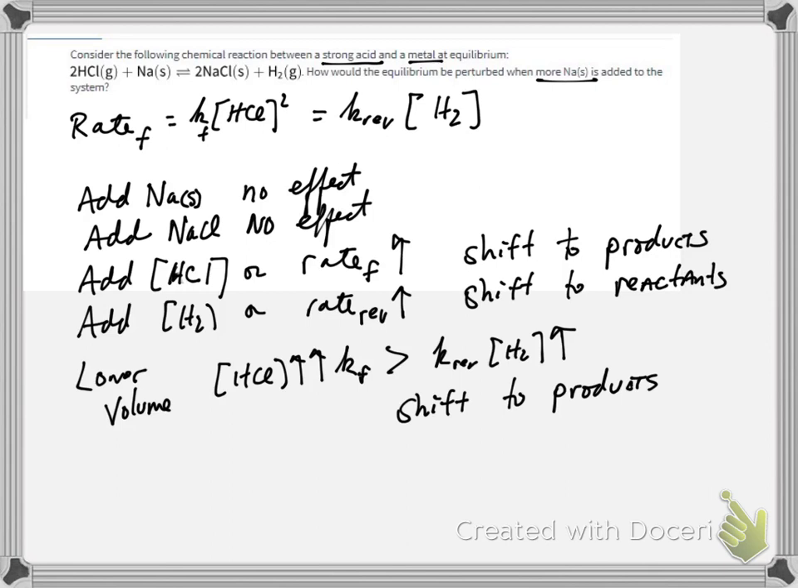Adding reactants or products that are not in the rate law, no effect. Adding reactants, you shift to products. Adding products, you shift to reactants. And if you change the volume, because these are gases, you have to do the analysis based on what is affected most, and whatever is affected most is going to determine the shift.